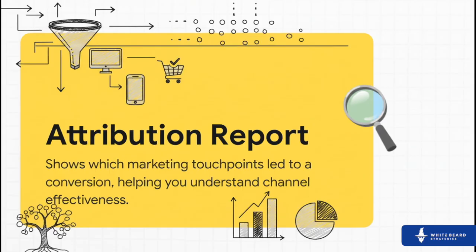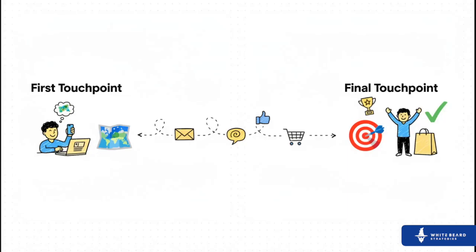It literally shows you which touch points get the credit for a conversion. And what makes GoHighLevel so incredibly powerful here is that it can show you both the first and the last attribution. That's a game changer. So what's the difference, you ask? Well, think of it this way.